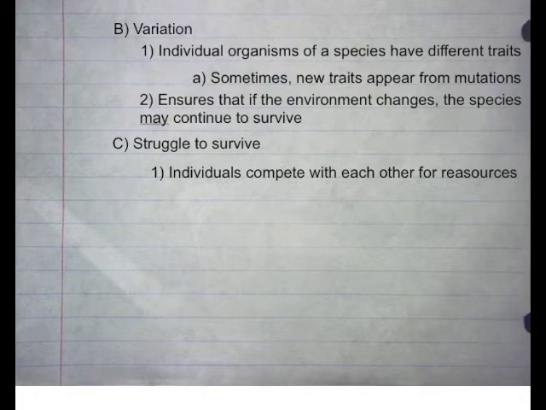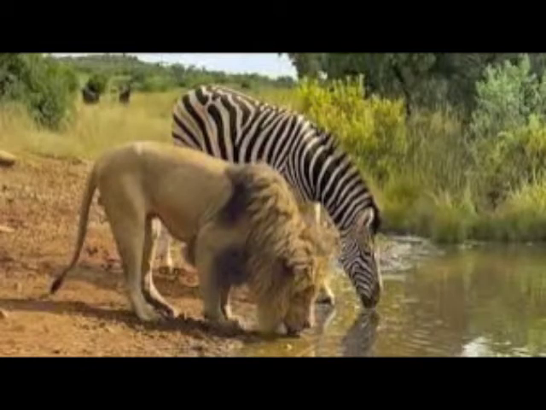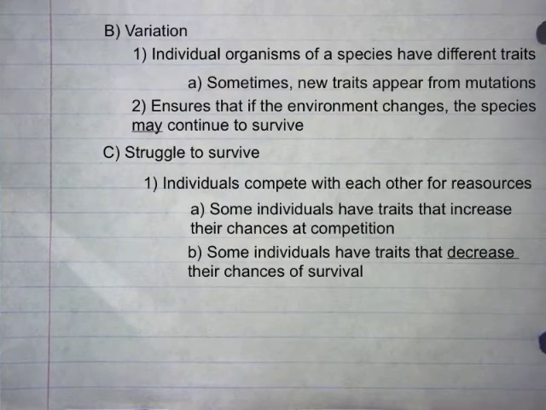Struggle to survive. Individuals compete with each other for resources. Organisms are constantly fighting over resources. Whether it's females, water, mating habitats, or food, organisms are constantly struggling to survive. Organisms have different traits to help them in their struggle to survive and pass on traits. Some individuals have traits that increase their chances at competition. Some individuals have traits that decrease their chances of survival.